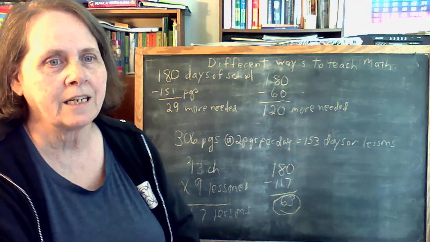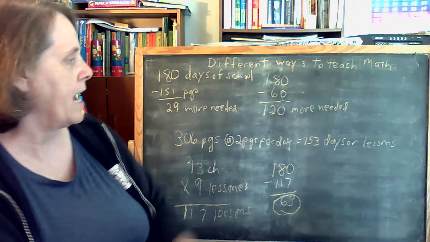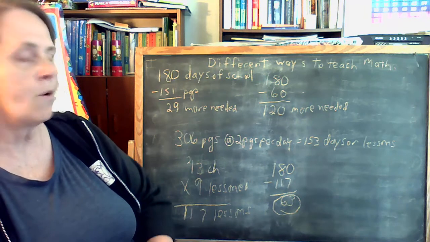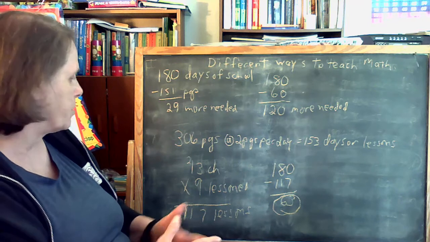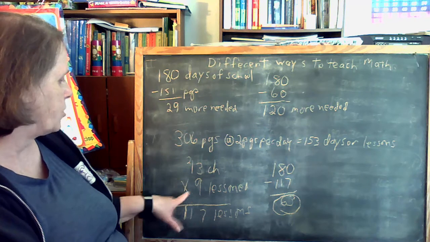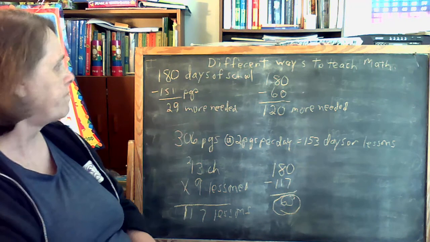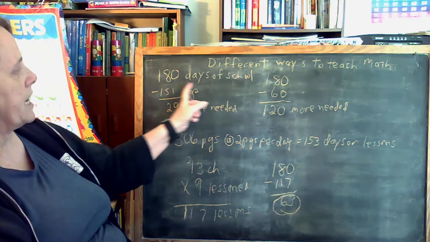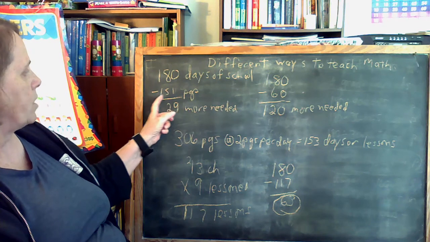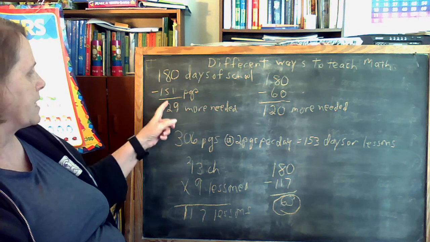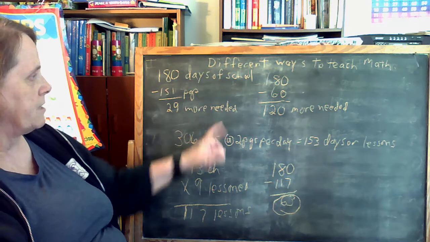Now, what I did was I decided to look at math books I had, and one math book in particular had several chapters. It had 13 chapters. Each chapter had about 9 lessons in each chapter. So I put the 180 days of school, and it also had 151 pages. So I subtracted that, and there were 29 days more that I needed.